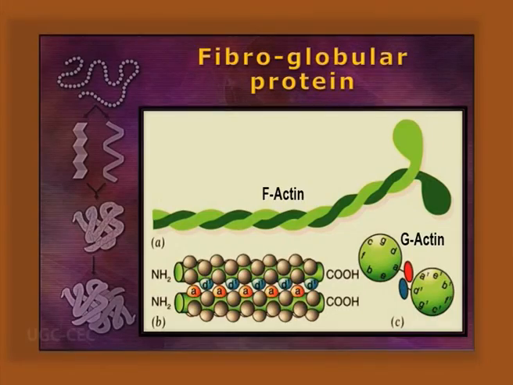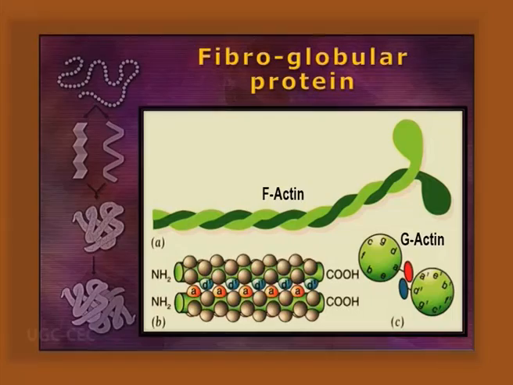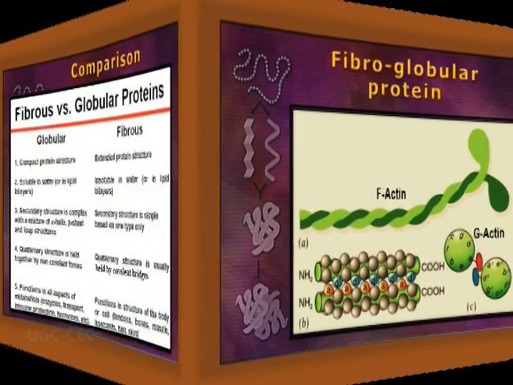Fibroglobular protein. In case of some animals and plants, some proteins are present. In case of G-actin, it is globular, but when they polymerize, they make the F-actin fibrous protein. Alpha beta tubulin, they make microtubule, that is fibrous in nature. So that is called the pseudoglobular protein. So they are not truly globular or truly fibrous. Globular protein make the fibrous structure.